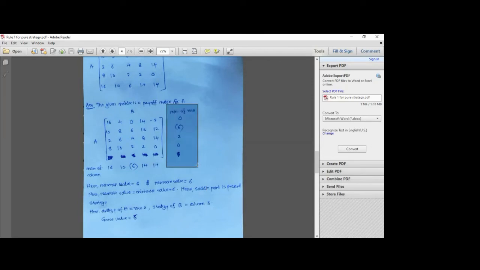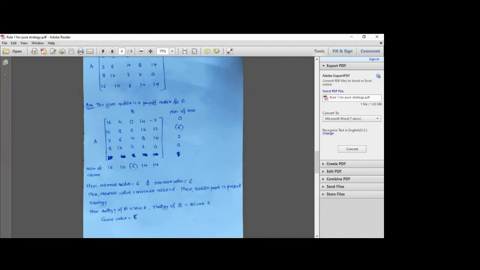So what we are going to do is find the maximum amongst these minimum values, that is the max min value, and the max min value here comes out to be 6, right? Here also we find the minimum value amongst these maximum values, and the value comes out to be 6. So here we can say that max min value is equal to minimax value is equal to 6, and hence a saddle point is present.